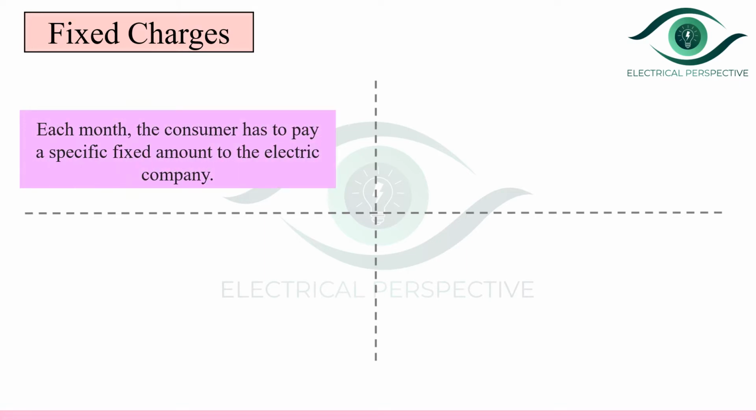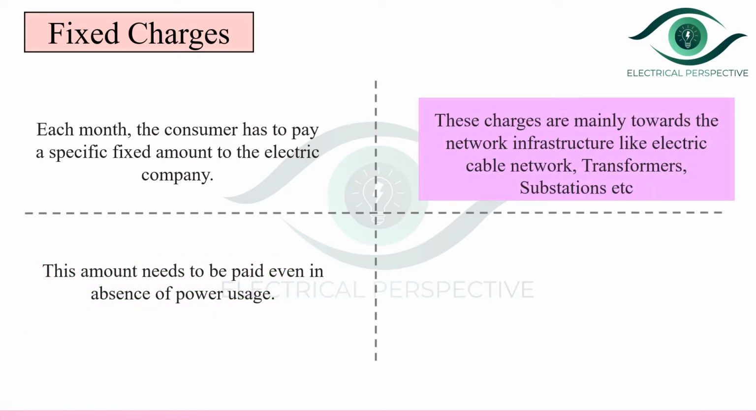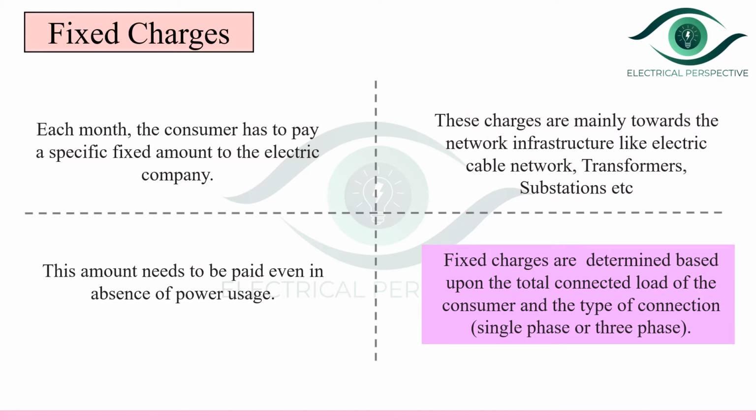Each month the consumer has to pay a specific amount to the electric company, and this amount needs to be paid even in the absence of power use. These charges are mainly towards the network infrastructure like electric cable network, transformer, substation, etc. So the fixed charges are determined based upon the total connected load of the consumer and the type of connection, that is whether it is single phase or three phase.